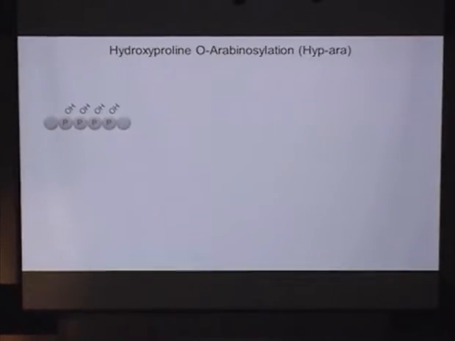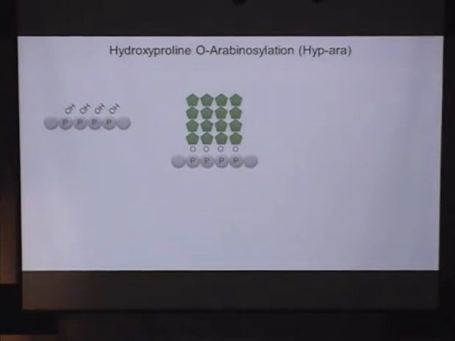So essentially you start with a protein, which has a proline, one or more, in its protein sequence. This gets hydroxylated. So the addition of this hydroxyl group then serves as a substrate for the addition of sugars. So this O will become the linkage. And in the case of Hyp-ara, or Hydroxyproline O-arabinosylation, you'll add a short chain of arabinose sugars onto this hydroxyl group on this proline.